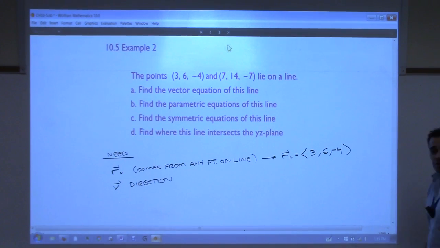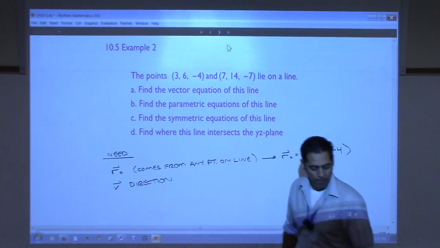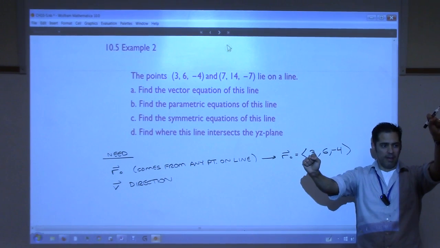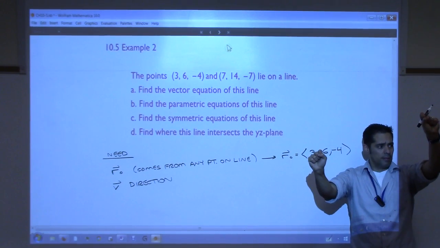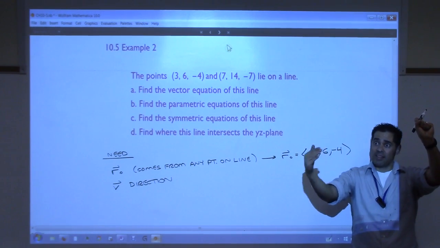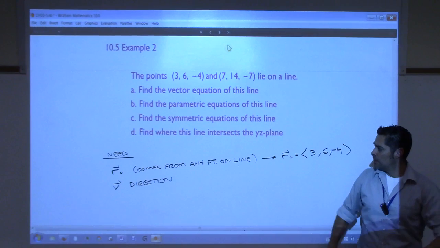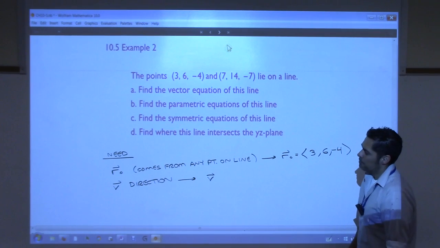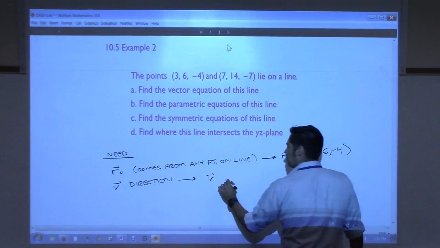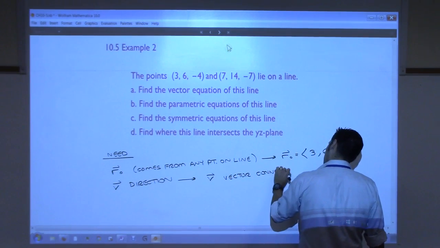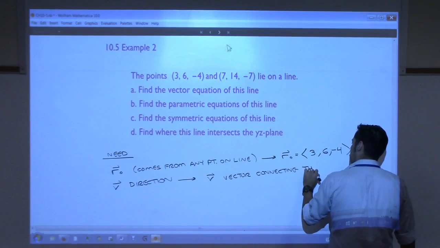Now, what about a direction vector? So what can I do to find a direction vector? Got 2 points sitting there in space. Get the vector going from one to the other, right? Get the vector connecting these 2 points together. If you can give me the vector connecting these 2 points together, that's a direction vector, isn't it? It lies on the line. So V, in this case, is going to be the vector connecting these points.